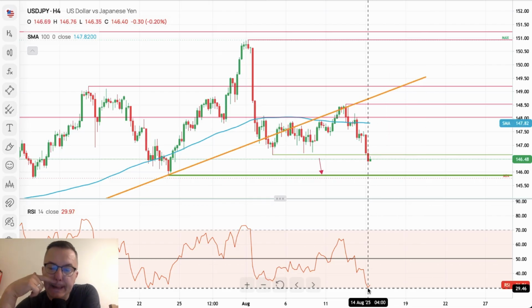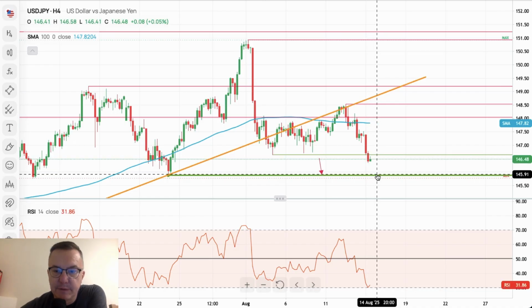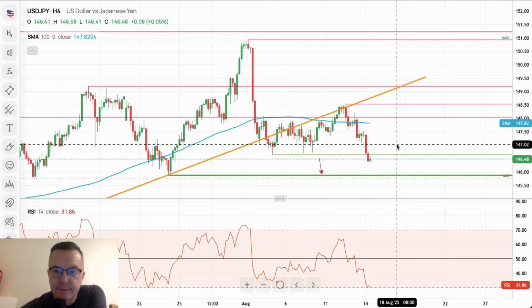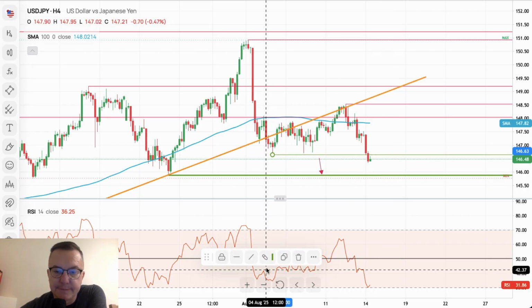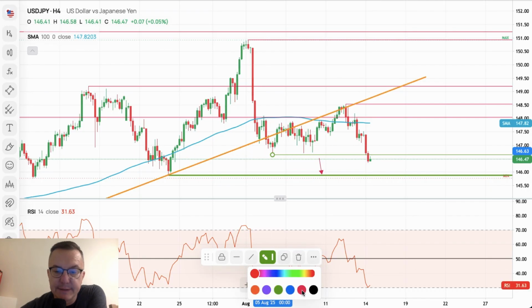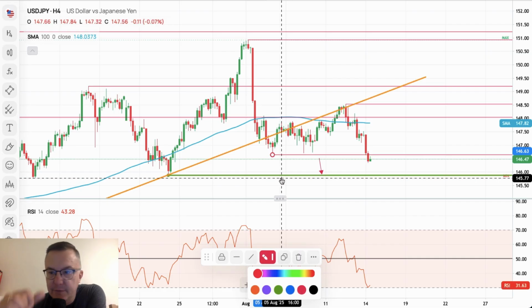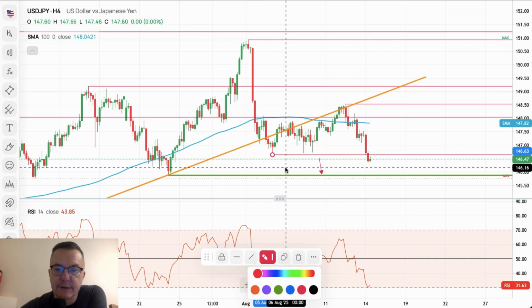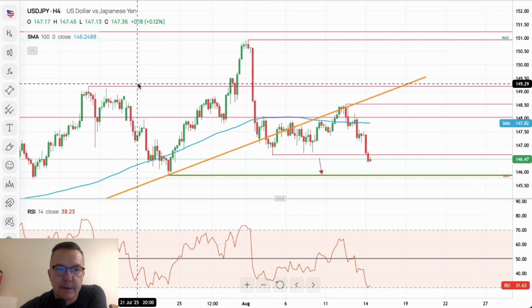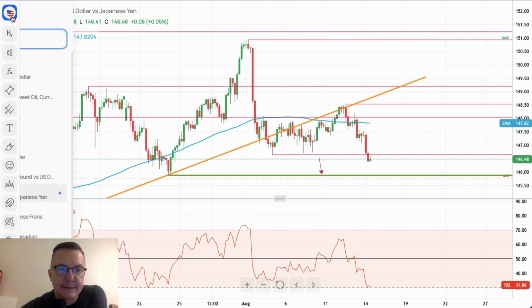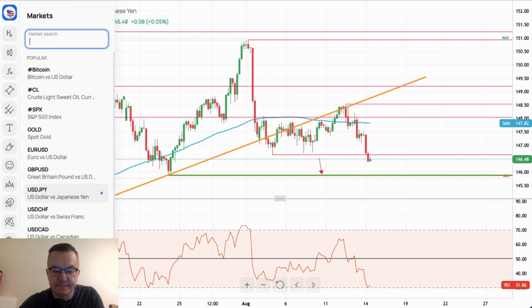Nevertheless, please take a look at the momentum. Momentum hit the extremely oversold conditions. So right now, after the movement to the technical support, we might see some pullback to the upside. This level here, 146.47, will now act as the technical resistance. Let's take a look at the Australian dollar.